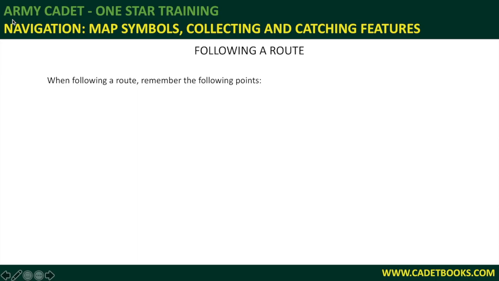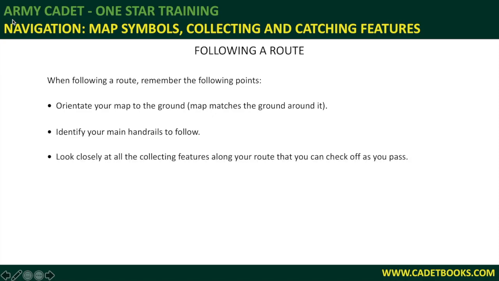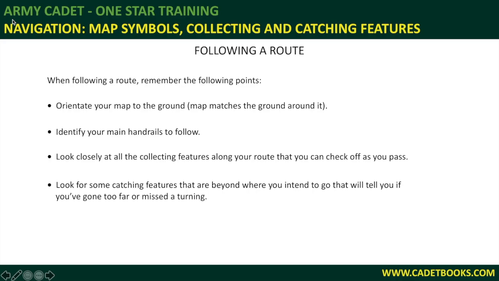When following a route, remember the following points. Orientate your map to the ground. Make sure your map matches the ground around it. Identify your main handrails to follow. Look closely at all the collecting features along your route that you can check off as you pass. Look for some catching features that are beyond where you intend to go that will tell you if you've gone too far or missed a turning.